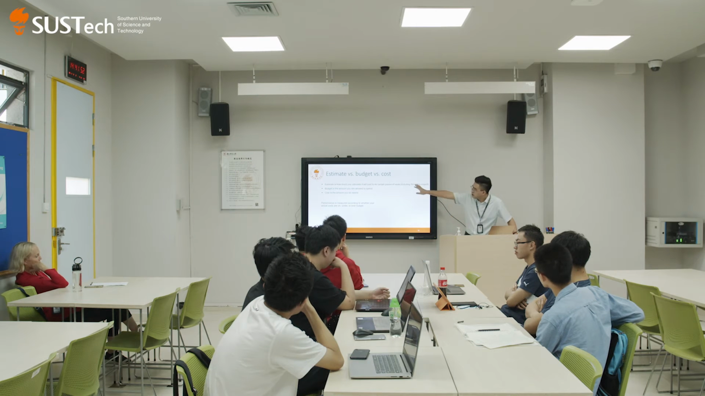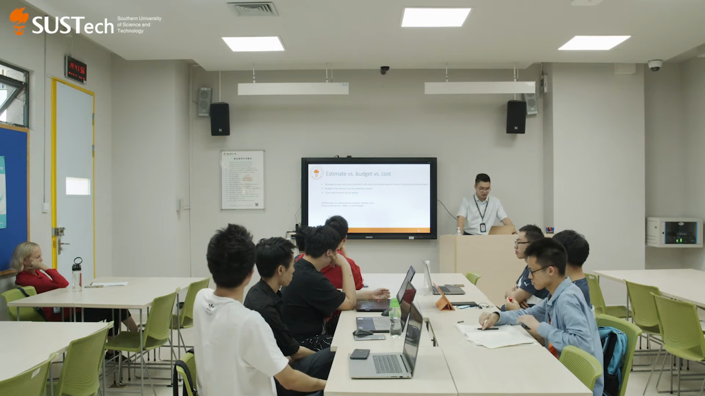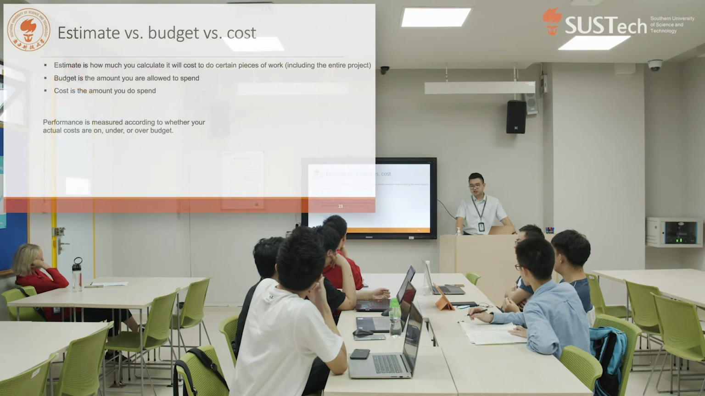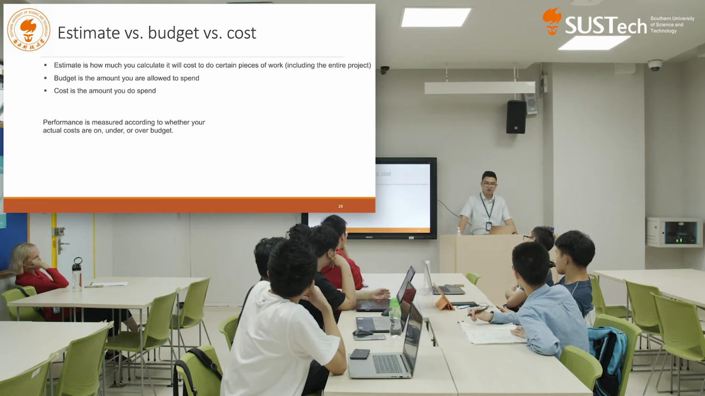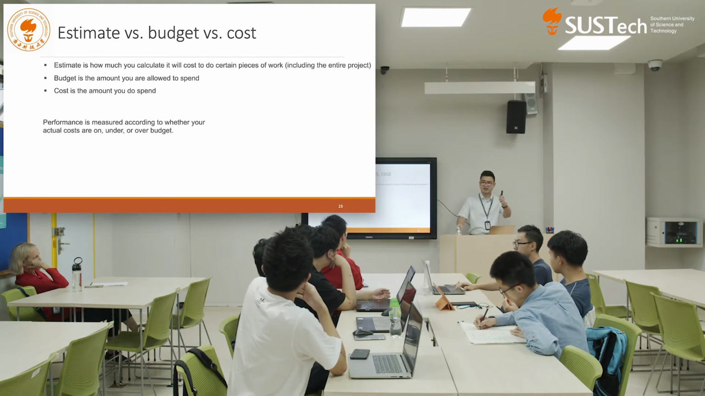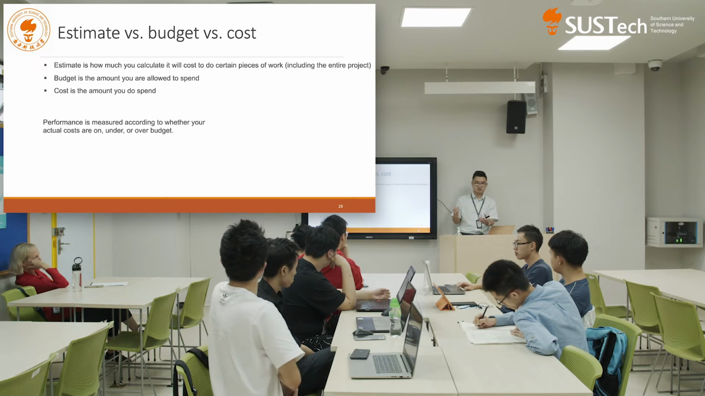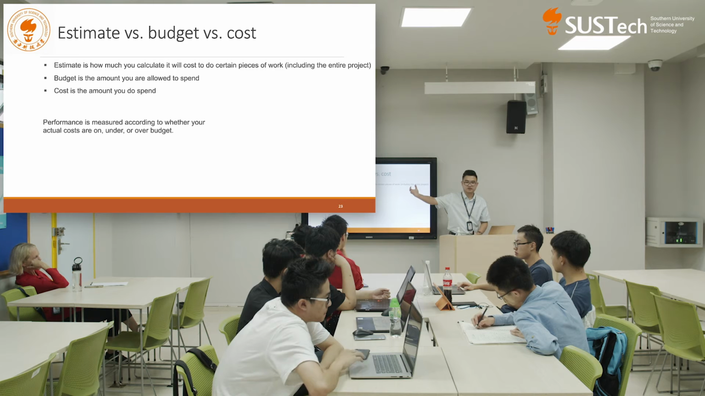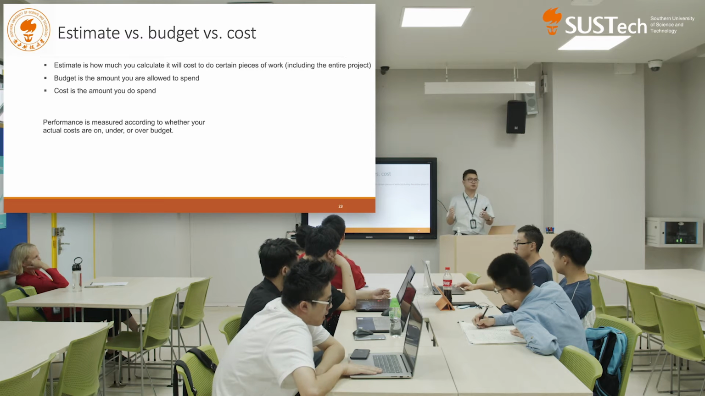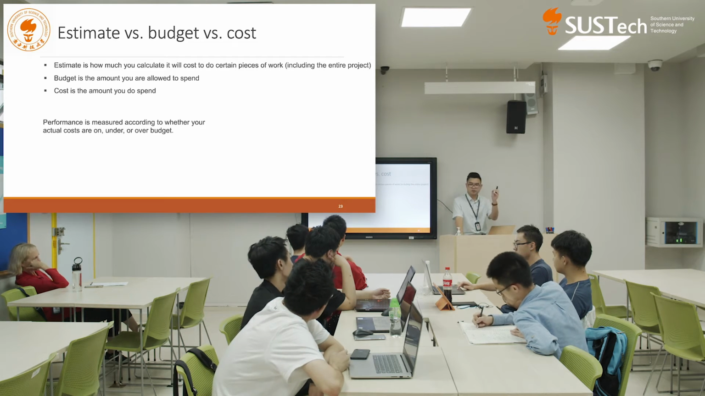So those are the 3 terminologies I need to clarify: estimate, budget, and cost. You will need to clearly identify these terms in your investment proposal and in your design plan. All right. So estimate is how much money you calculate it will cost, probably will cost in order to achieve the pieces of work. It's a kind of a prediction.